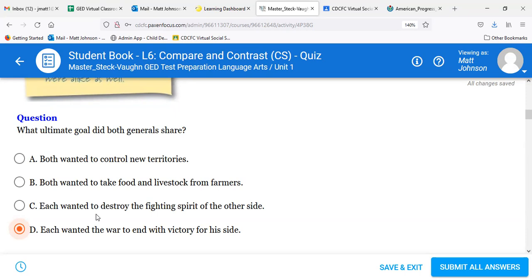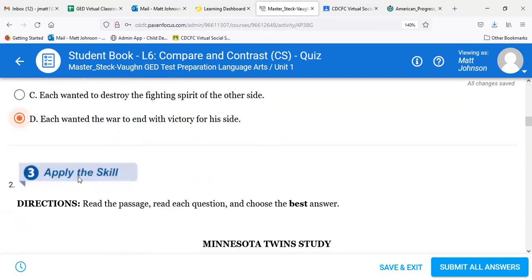And then both wanted to take food and livestock from farmers. Well, we know that was not the case with General Lee. He forbade his soldiers to do that. And each wanted to destroy the fighting spirit of the other side. We only hear that in regards to General Sherman. That was one of his objectives to win, was to destroy the fighting will of the Confederate States. So D is a dog for number one.